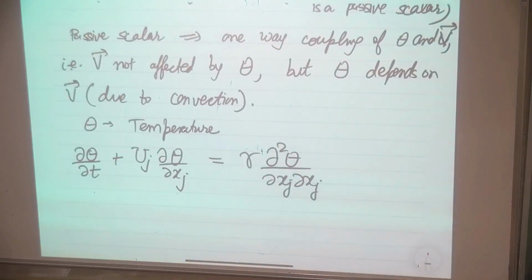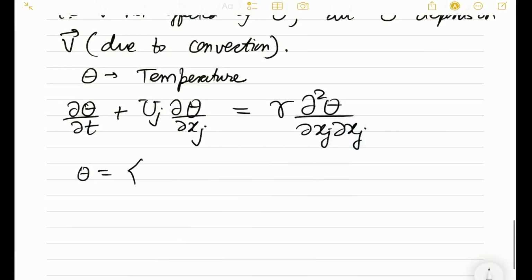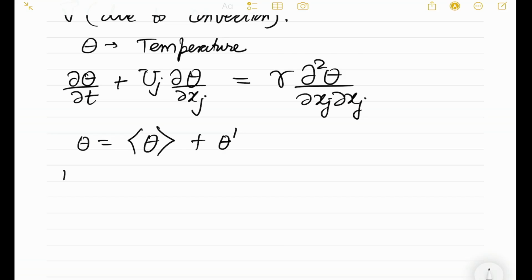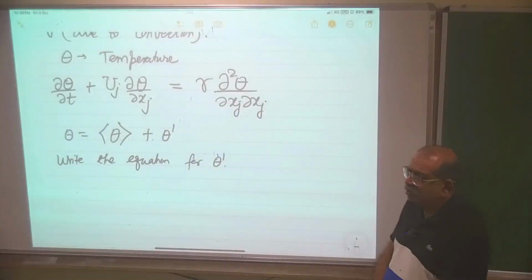So let's look. Now, of course, what will we do if we have to do this? We will write theta as mean theta plus theta prime, the mean and the fluctuations. And then what we do? First thing will be we write the equation for theta prime. Do you all recall how we will do this?